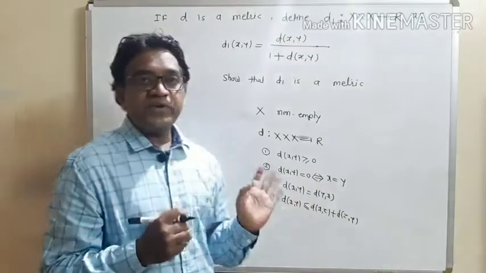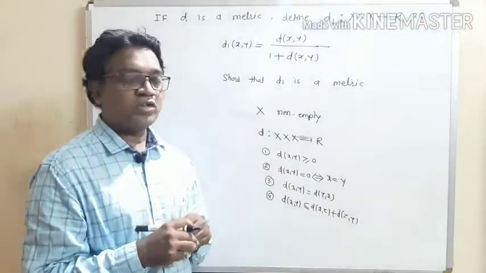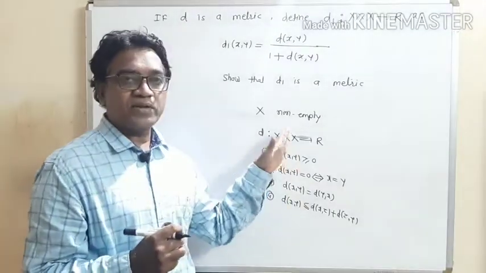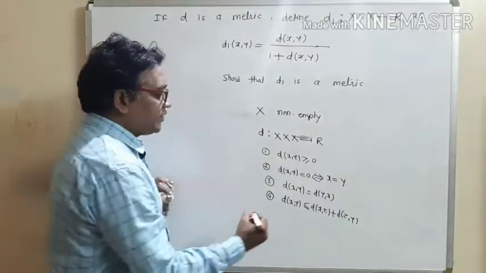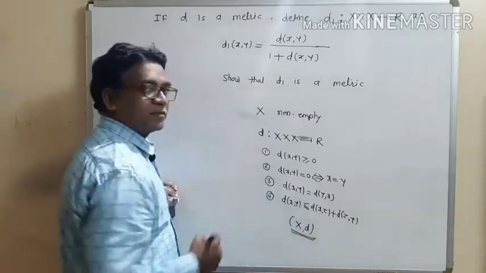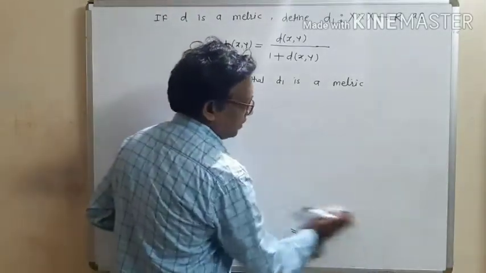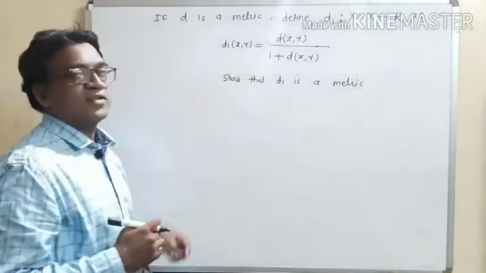So in the previous video, we have seen the definition of metric. What is a metric? If a function d satisfies these four properties, then it is called a metric, and this combination (X, d) is called a metric space. Now let us take two more examples on metric space. Now see, this is the example.